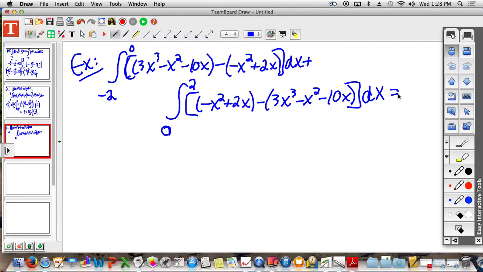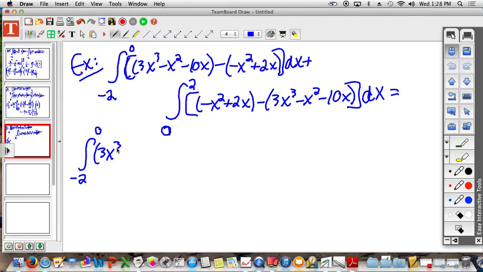So we're going to collect like terms. Let's try collecting like terms without distributing the negative in, to see if we can come up with the right answer. We only have one power of 3, so we know that's how it's going to start out. So we're doing the integral from negative 2 to 0 of 3x cubed. Are you okay with that?